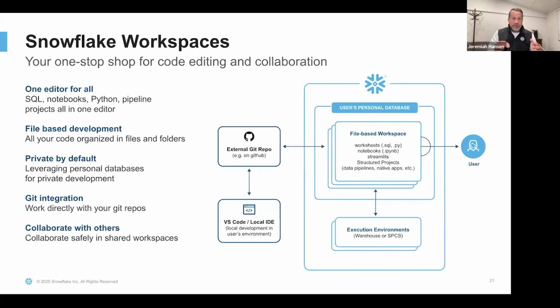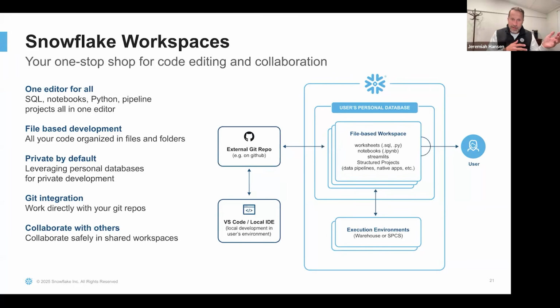This is recapping a bit what I said there, but on the right, the diagram shows how it's built in Snowflake. We introduced with notebooks the concept of a personal database, and leveraging that personal database, these workspaces will live inside of it. So they're personal to you. And you can connect those, like I said, to a Git repo, or if you don't have Git, you can still use this capability.